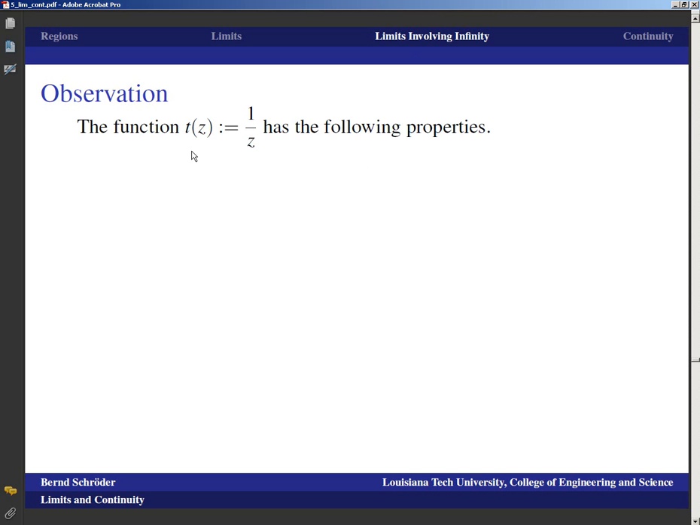Let's observe that the function t of z equals 1 over z, which maps every number to its reciprocal, that thing has the following properties.